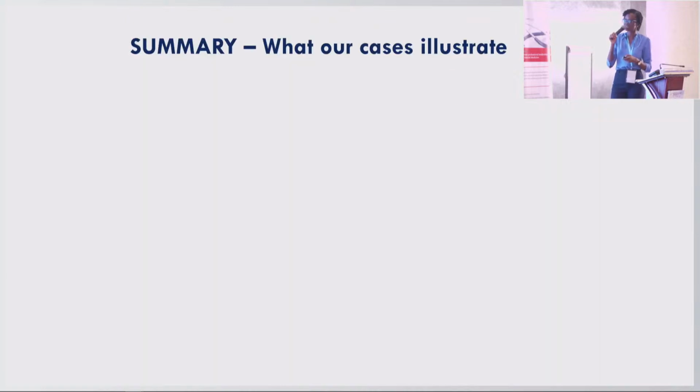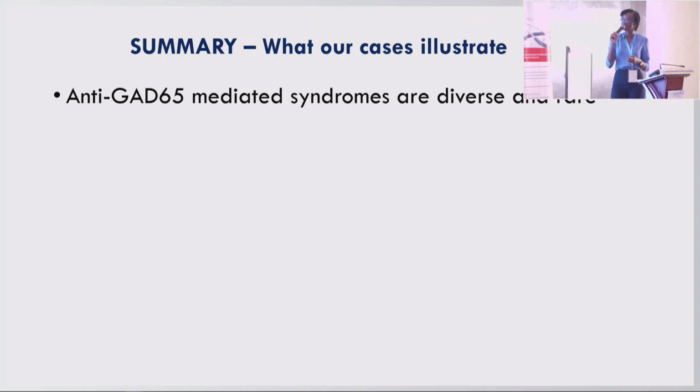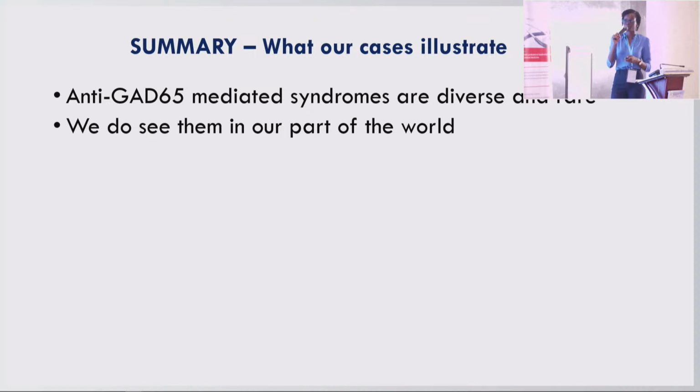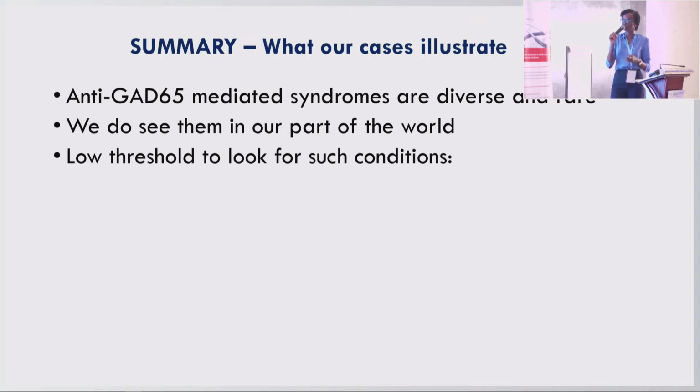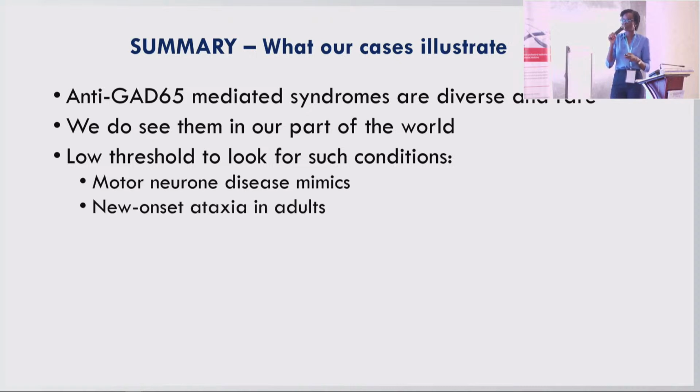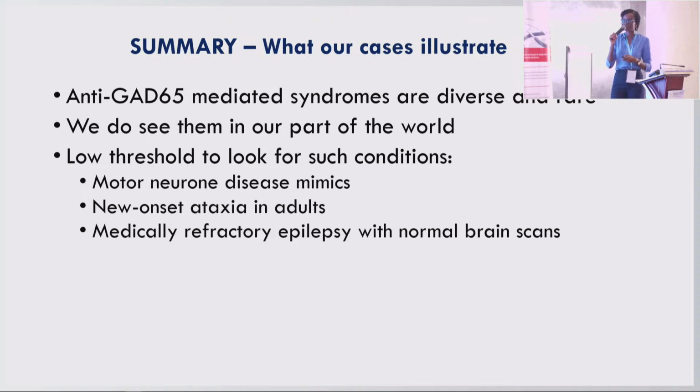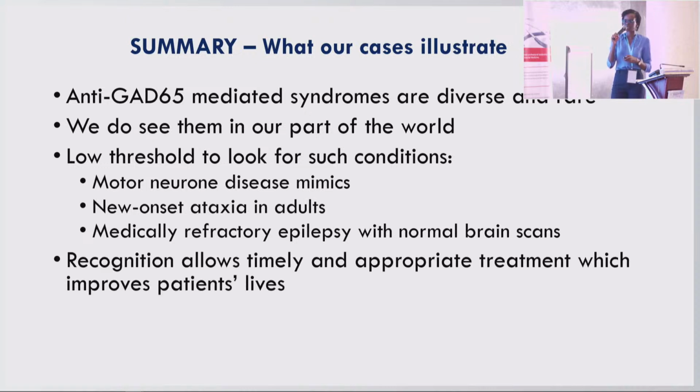So in summary, anti-GAD65 mediated syndromes are diverse. We do see them in our part of the world. We should have a low threshold to look out for such conditions. So should you get someone in whom you're thinking motor neuron disease, you should look for anti-GAD. Also if you have someone with a new onset ataxia in an adult, or a medically refractory epilepsy with normal scans. Recognition allows timely and appropriate treatment, which improves patients' lives.